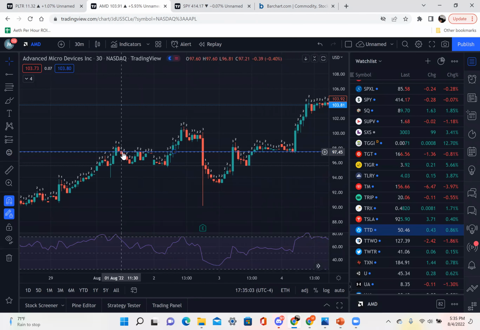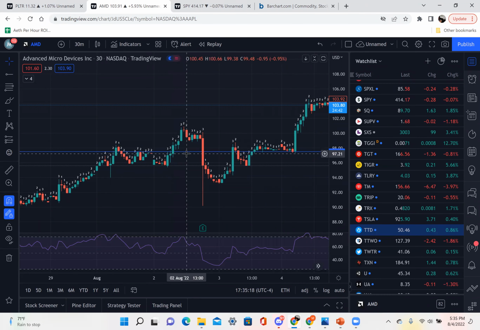So, speaking about resistance, resistance is somewhere where the candles, or the security that you're choosing to trade, is having some type of struggle getting past that price.